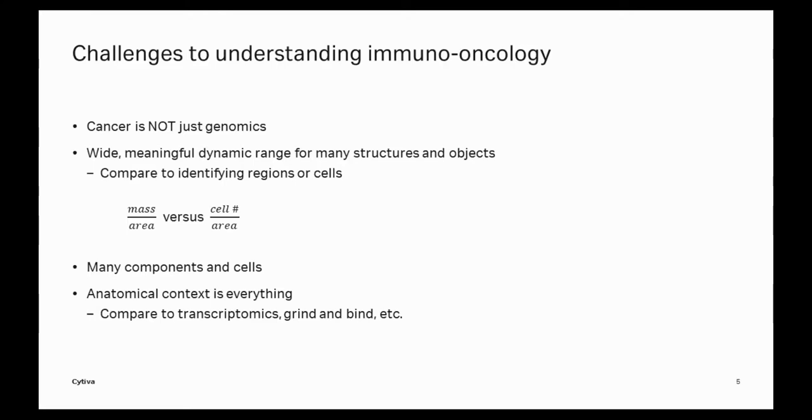There are also many, many different components within the tissue and within the cells I need to understand. And it also is very important to realize that anatomical context, the sense of place, is really critical to understanding what's going on in the tumor, and just knowing what cells are there through looking at transcriptomics or binding and grinding and measuring protein concentrations is insufficient to fully understand the tumor.